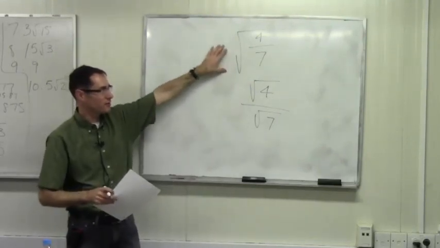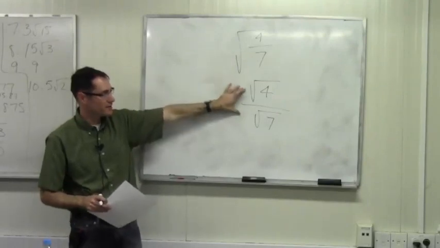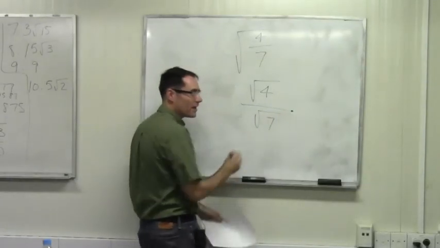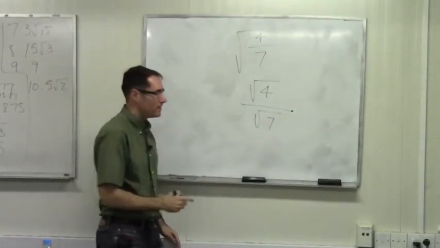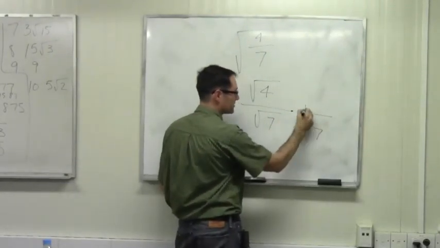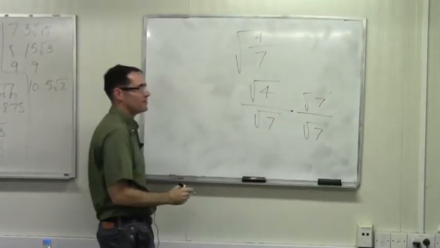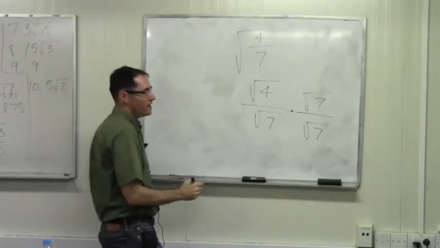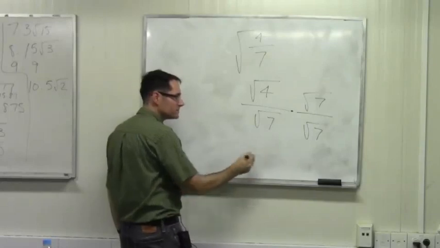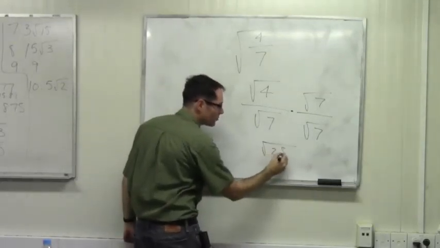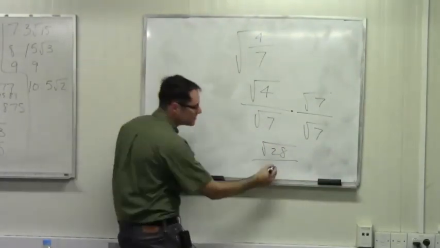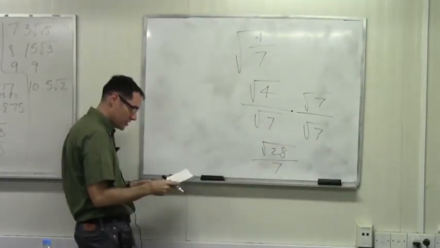OK, this is another tricky one because you've got the square root inside here. First thing, I make it a square root of 4 divided by square root of 7. Then what do we do? Multiply by the number on the bottom, a square root on both the top and the bottom: square root of 7 divided by square root of 7. And then what's the square root of 4 times the square root of 7? You can do this: square root of 28 divided by what's square root of 7 times the square root of 7? 7. Okay? So there's your answer.